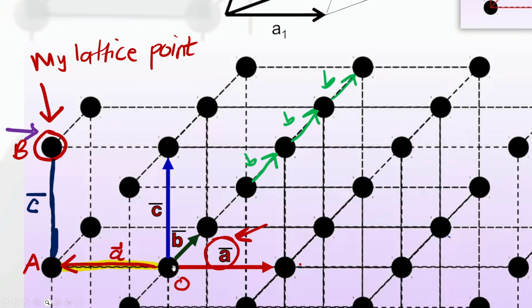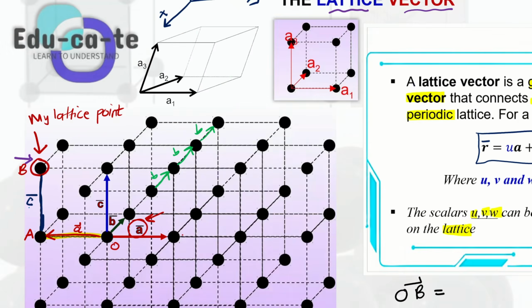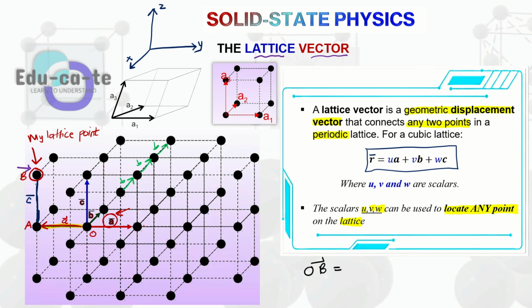So for me to get from this reference point where I started, where all the vectors are stemming from, all the way to the corner lattice point at point B, I need to add vector A and vector C together. Because moving from A to C to B, I need to move this vector C here, which is along the z-axis. So that is going to give me OB is equal to vector A plus vector C.